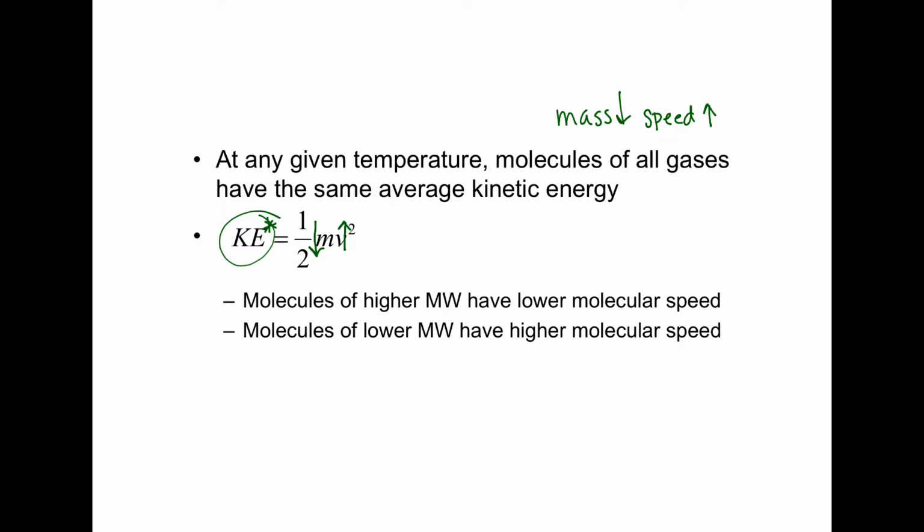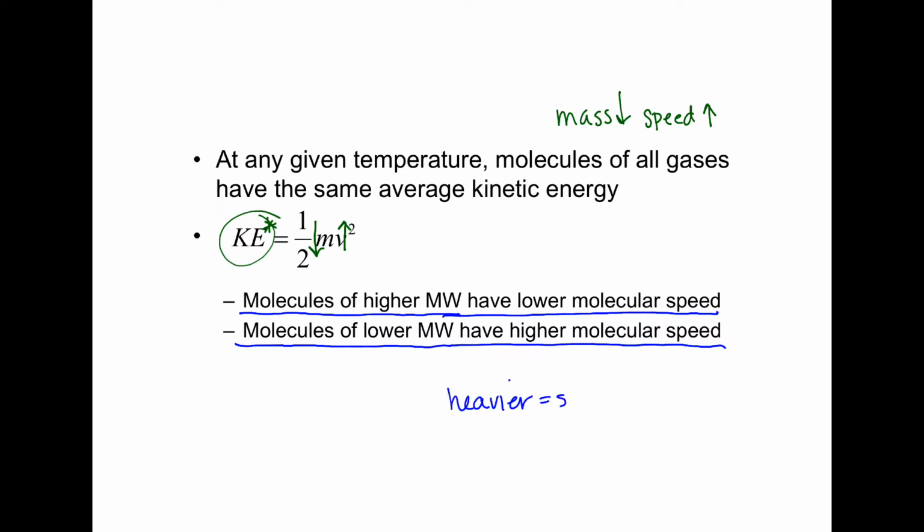What that means is that the relationship is always going to be that molecules of a higher molecular weight, so those are the heavy molecules, will always have lower molecular speed. And light molecules, molecules of a lower molecular weight, will always have a higher molecular speed. So heavier always means that they're going to be going slower. Lighter means that they're going to be going faster.